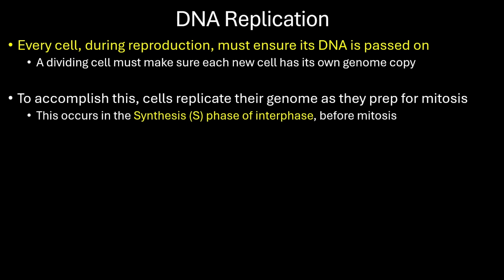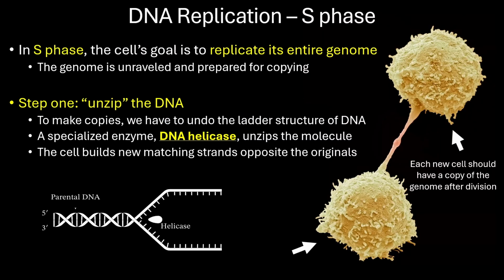Now, to accomplish this, the cells are going to replicate their genome as they prepare for cell division. This is something that occurs during synthesis phase, or S phase, of interphase before mitosis ever takes place. So in S phase, the goal of a cell is to replicate its entire genome. The genome is ultimately going to be unraveled and exposed, prepared for copying.